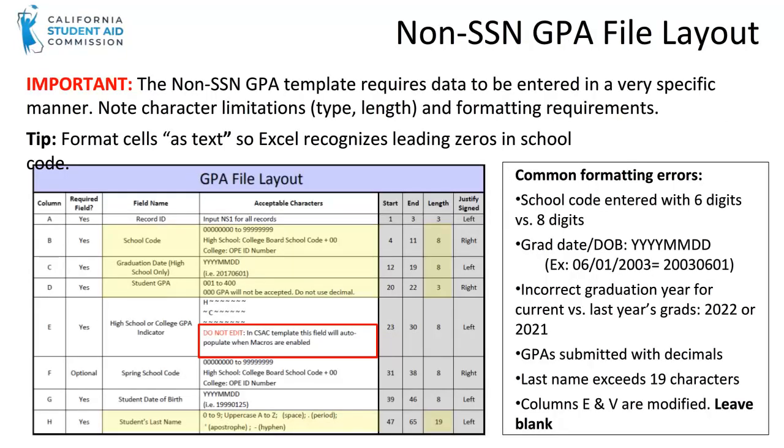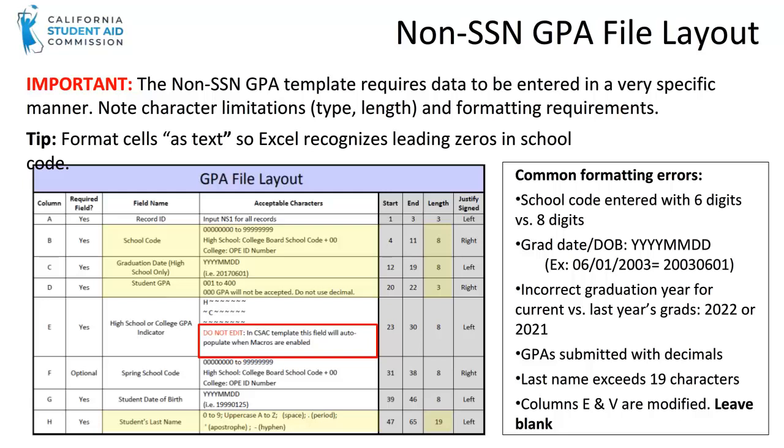Remember, you only need to use the Non-SSN GPA template if your student information system does not produce an upload-ready text file. If you are using the template, it is important to note that the template requires data to be entered in a very specific format. If even one field is formatted incorrectly, your entire upload will fail. Therefore, you will want to reference the Non-SSN GPA Upload user guide for the correct file layout specification. There's a lot of detailed information on this slide, so let's go over the various fields of the file layout.